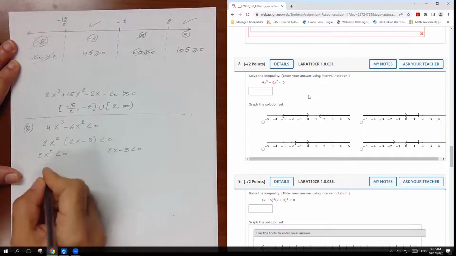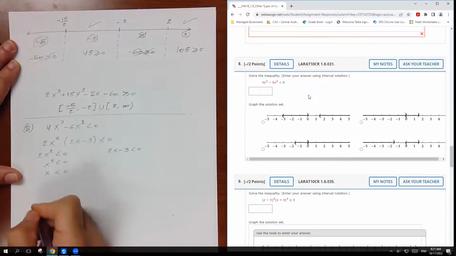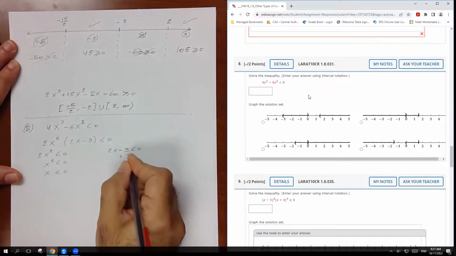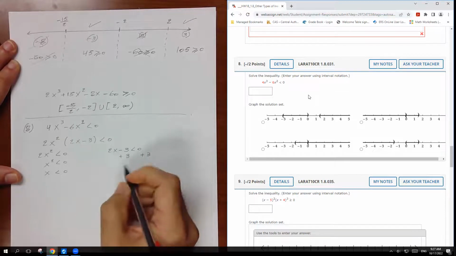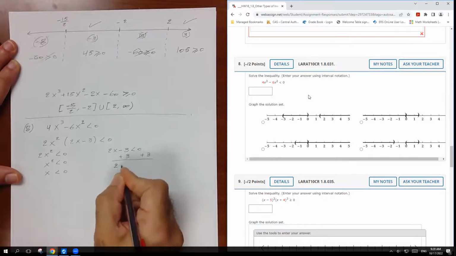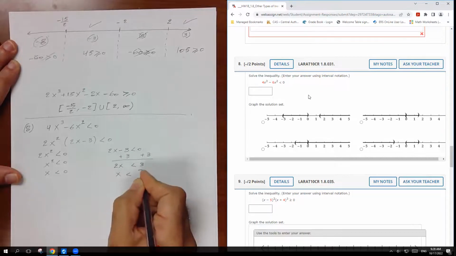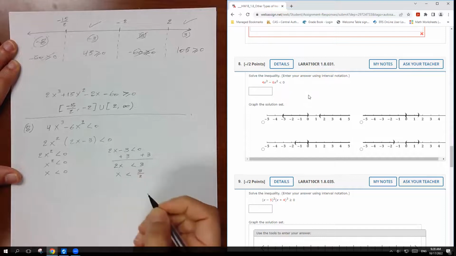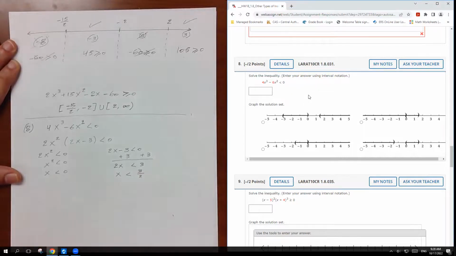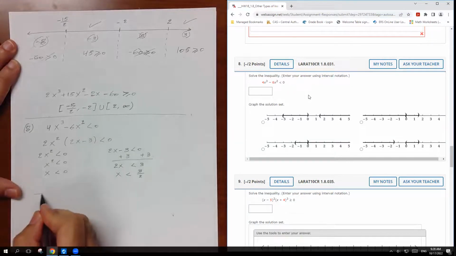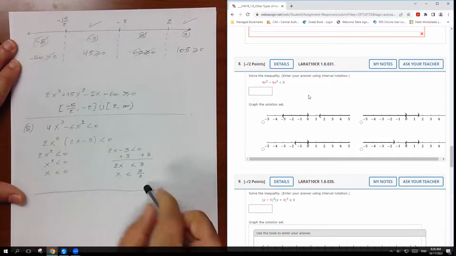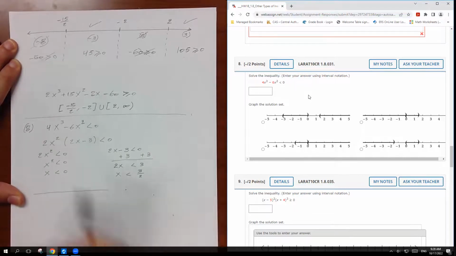Solve this side. Divided by 2 is going to be x squared less than 0. That means x less than 0. Here, we're going to add a 3. So 2x is going to be less than 3. That means x is going to be less than 3 over 2. So here are the two key answers. 3 divided by 2 is going to be 1.5. That means when you grab the test line, you're going to put 1.5.